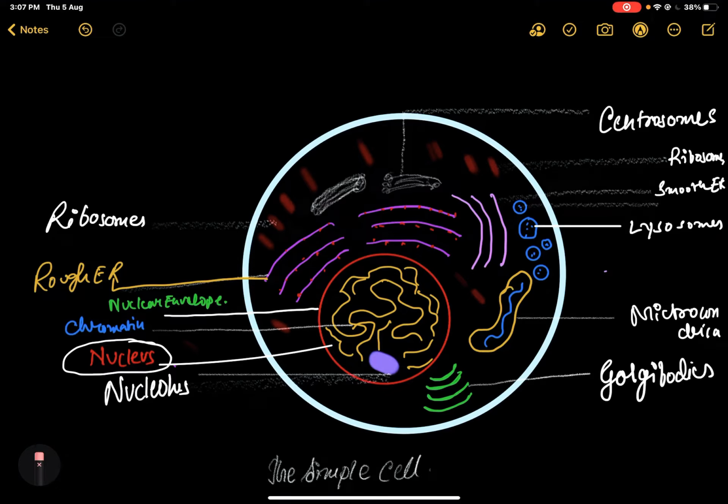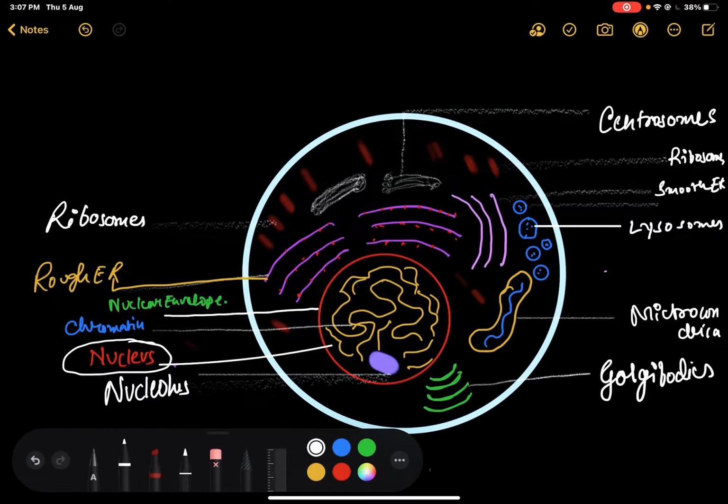Hello everyone. In the last video we discussed the structure of the cell, but in this video we're going to see different cell organelles and discuss a little bit about their structure and function. We're going to start with number one, the nucleus, that is the cell nucleus.